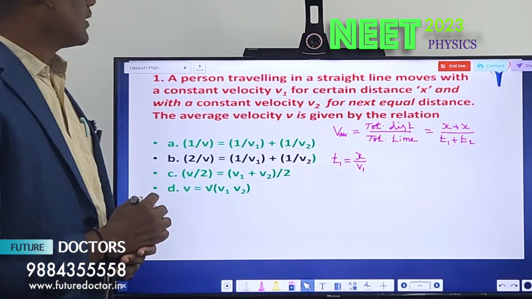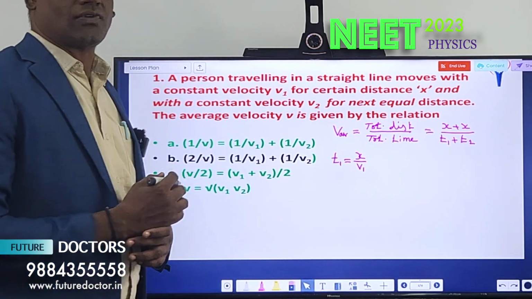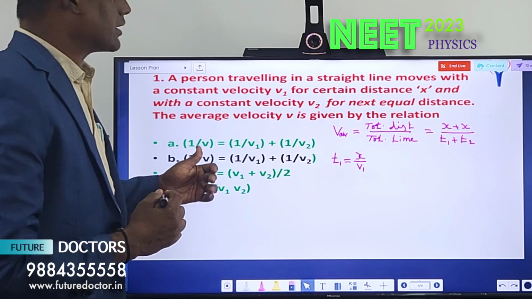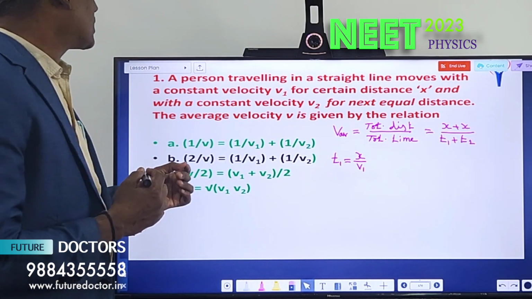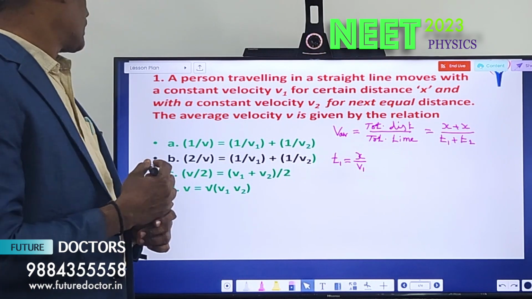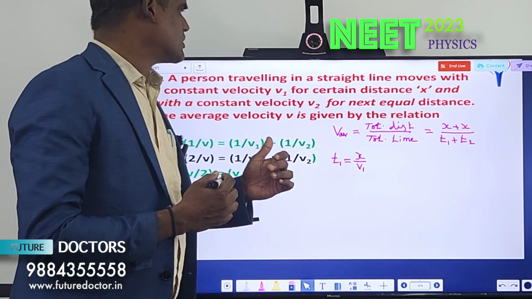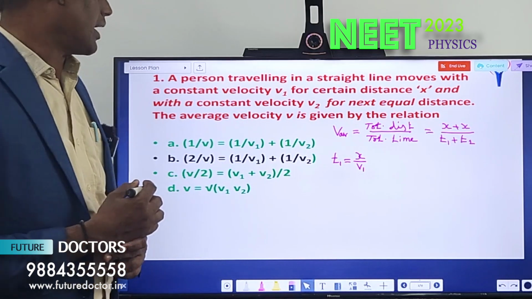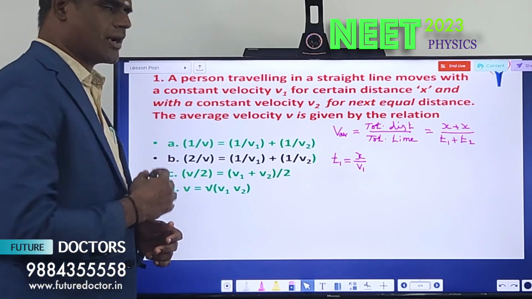A person traveling in a straight line moves with a constant velocity v1 for a certain distance x and with a constant velocity v2 for next same equal distance x. The average velocity v is given by the relation dash. Yes, B is the correct option.